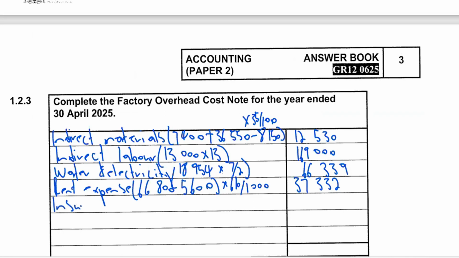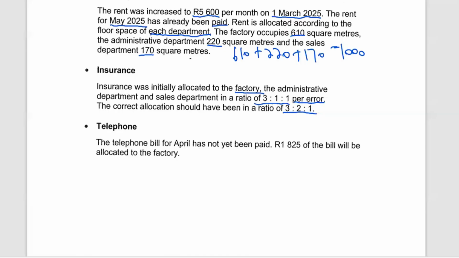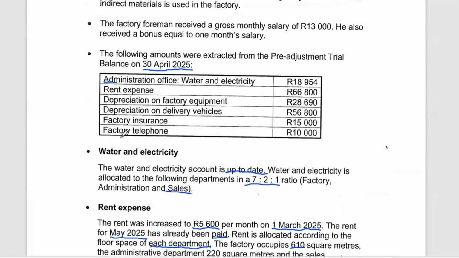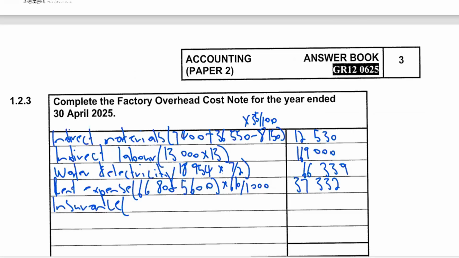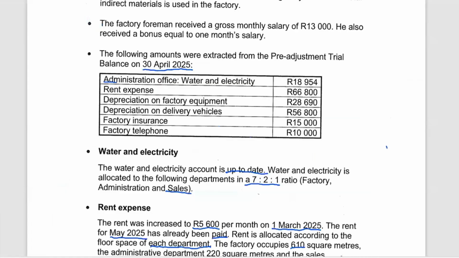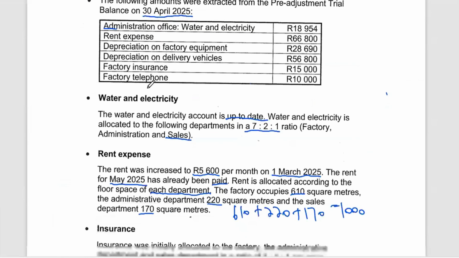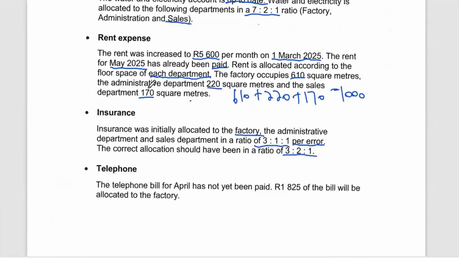So here we have insurance. So now let's check how much is our insurance. Our factory insurance is 15,000. So now here we have 15,000. Then we go back to our information.